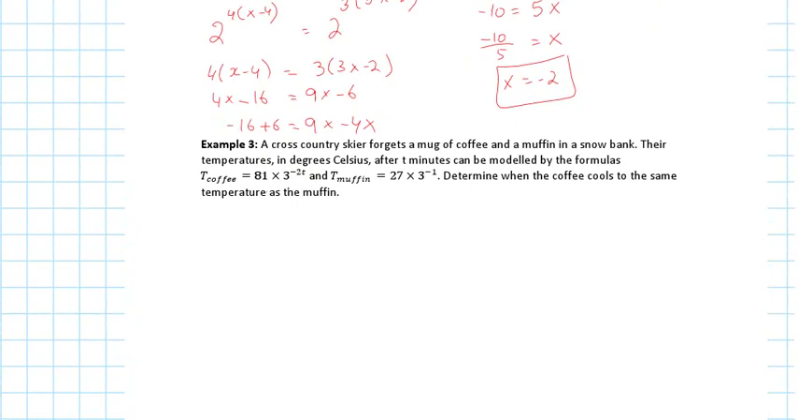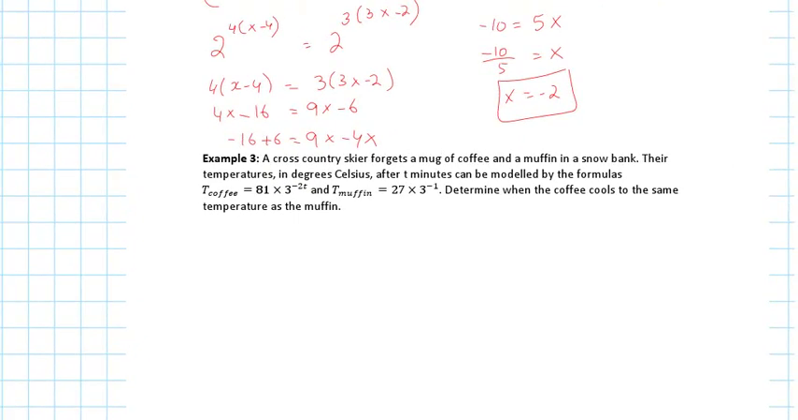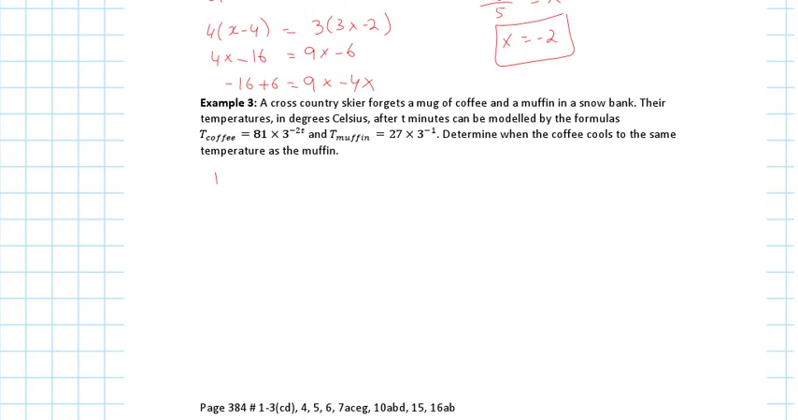So the question is asking you to determine when. That means you're finding what? The t. So you're finding the time when both temperatures are equal to each other. So how do you set up this question? Since you want both temperatures to be equal to each other, that's right. So you want the T coffee to equal T muffin.